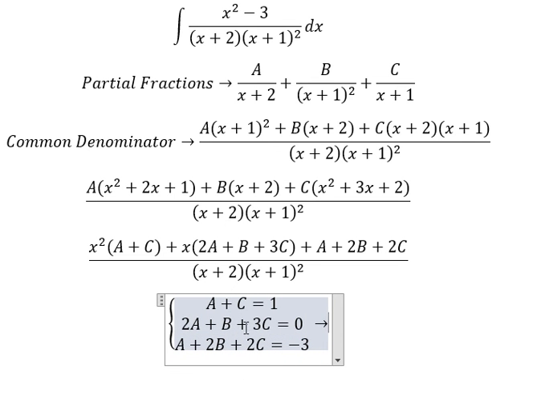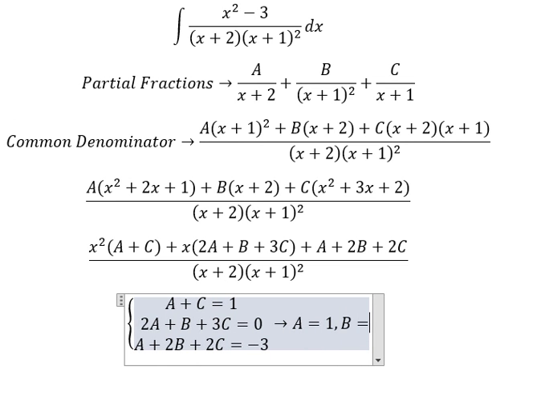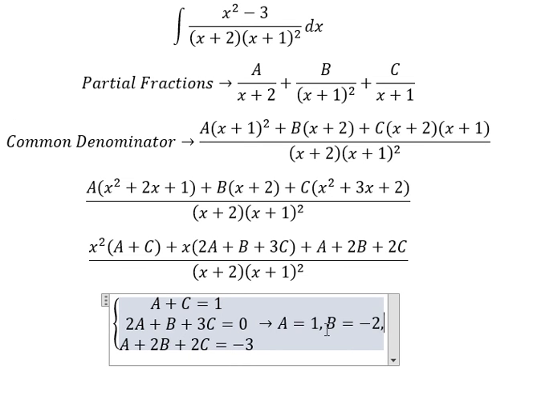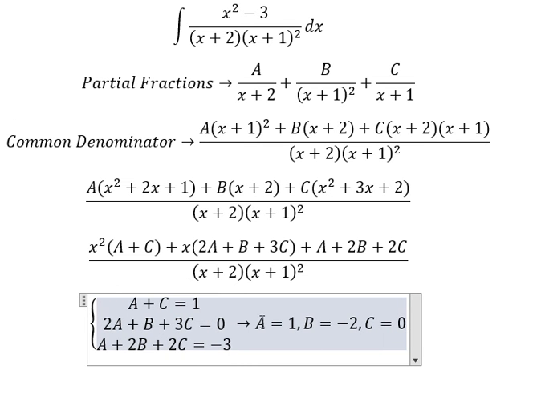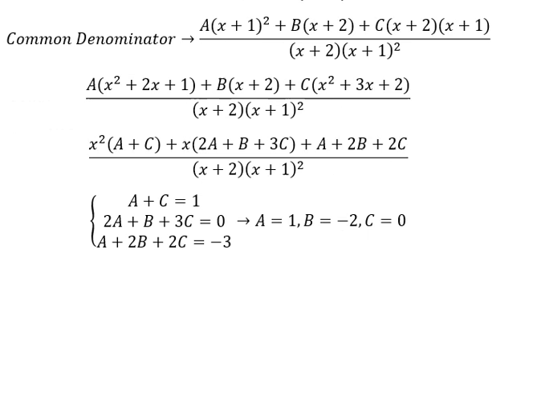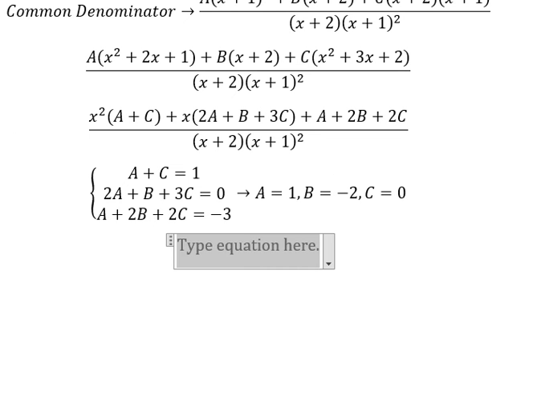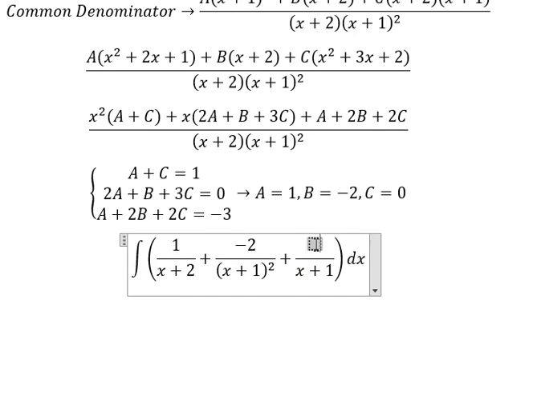Now we need to find the solutions for A, B, and C. So A equals 1, B equals negative 2, and C equals 0. So we put the values of A, B, C in here. This one we have 1, this one we have negative 2, this one we have 0.